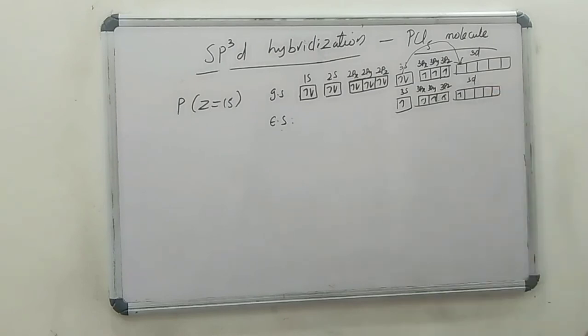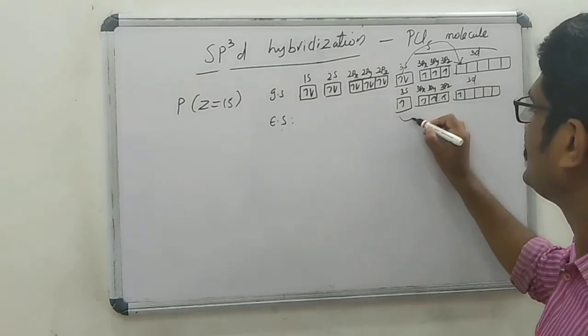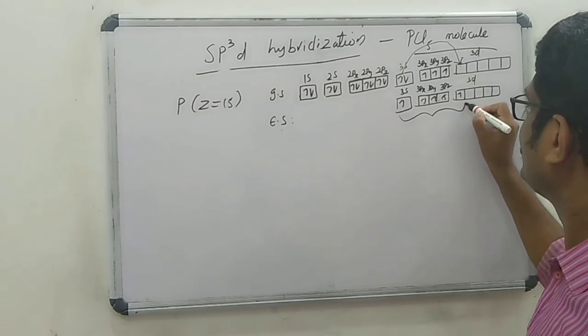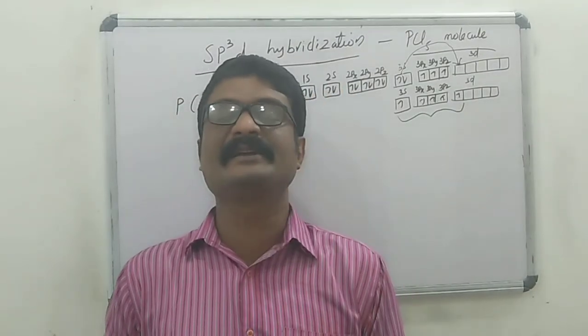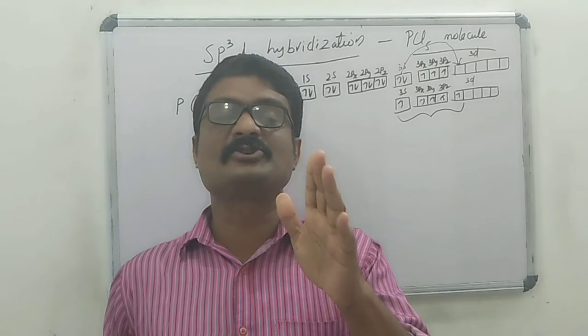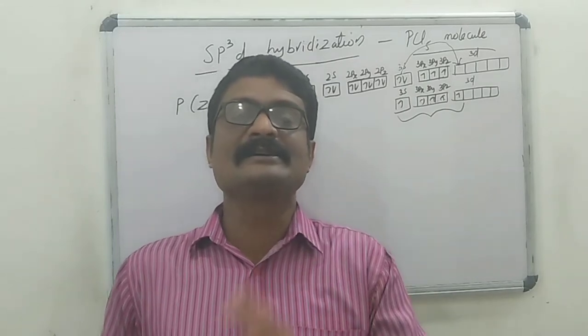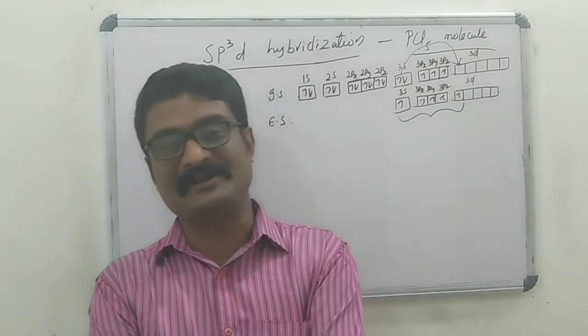Then this one 3s orbital is intermixed with, or hybridized with, three 3p orbitals and one 3d orbital to form 5 sp3d hybrid orbitals. Then these 5 sp3d hybrid orbitals are directed towards the 5 corners of a trigonal bipyramid.